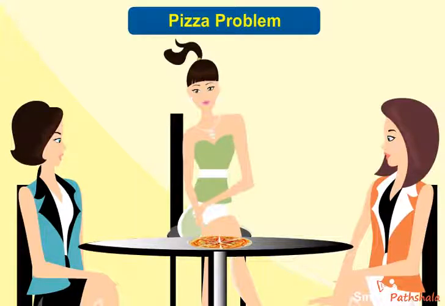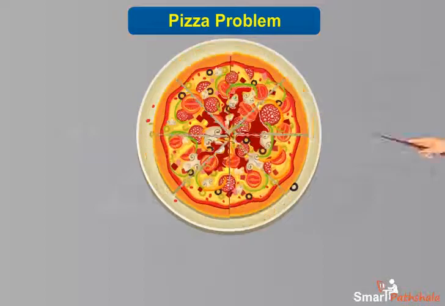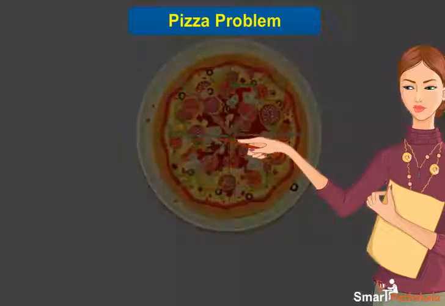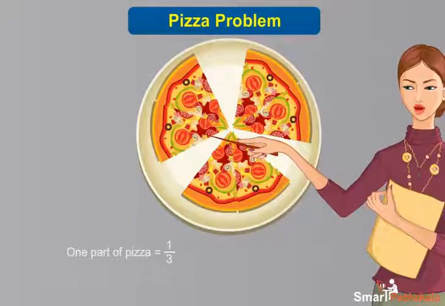So if we divide the pizza in the way shown here, each of them gets an equal share of the pizza. Thus, one pizza is divided in 3 parts, and each one of them gets a part out of 3. So, each of them gets 1/3 of the pizza. Fractions are part of a whole.